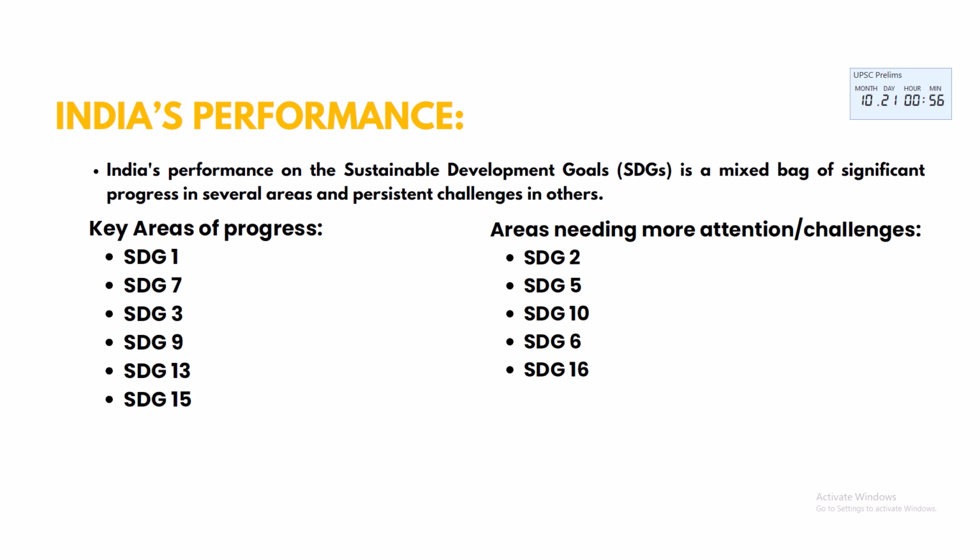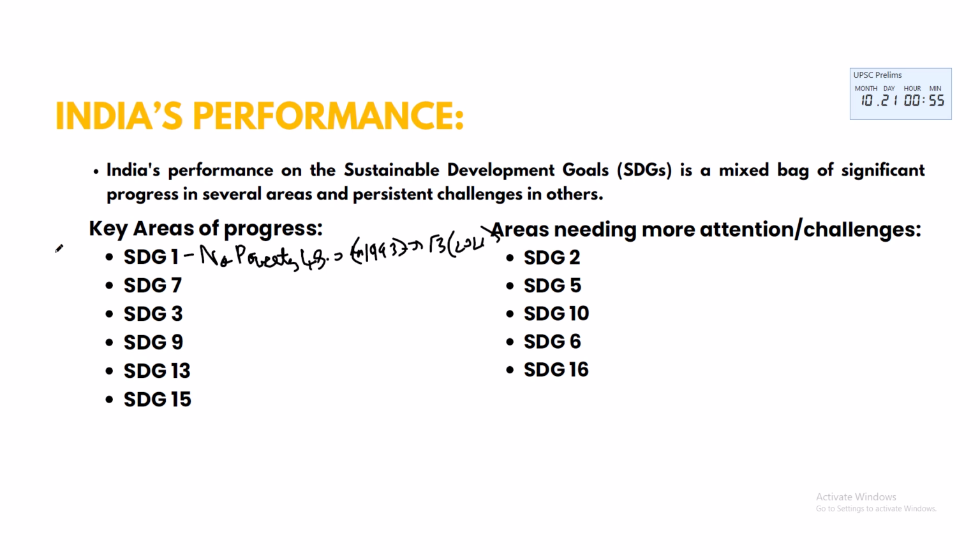So where has India had a good amount of progress? First one is SDG 1, no poverty. See, the proportion of population below the poverty line has reduced from 48% in 1993 to 13% in 2021. And similarly, the multidimensional poverty has reduced from 24.8% to 14.96%.